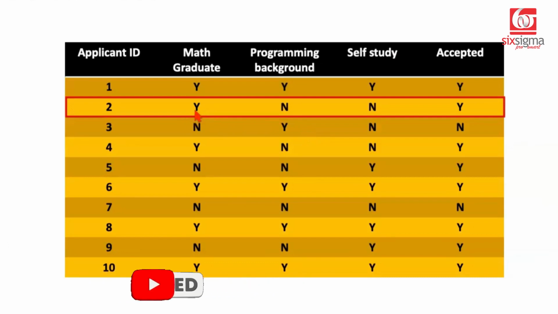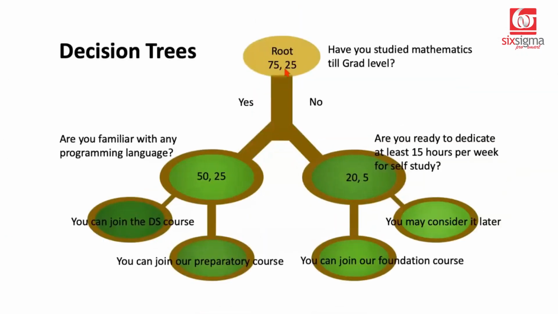Let's take the second record. This case shows it's a math graduate, does not have a programming background, and self-study is a no. Once again, it probably would not matter in this case what the allocation to self-study is as per our logic, because we are going to arrive at a decision just based on math graduate and programming background. And we will probably admit this person to a preparatory course. Let's see. So the person is a math graduate, that's fine. But here the decision becomes a no. So you go to this branch and you'll say you can join a preparatory course.